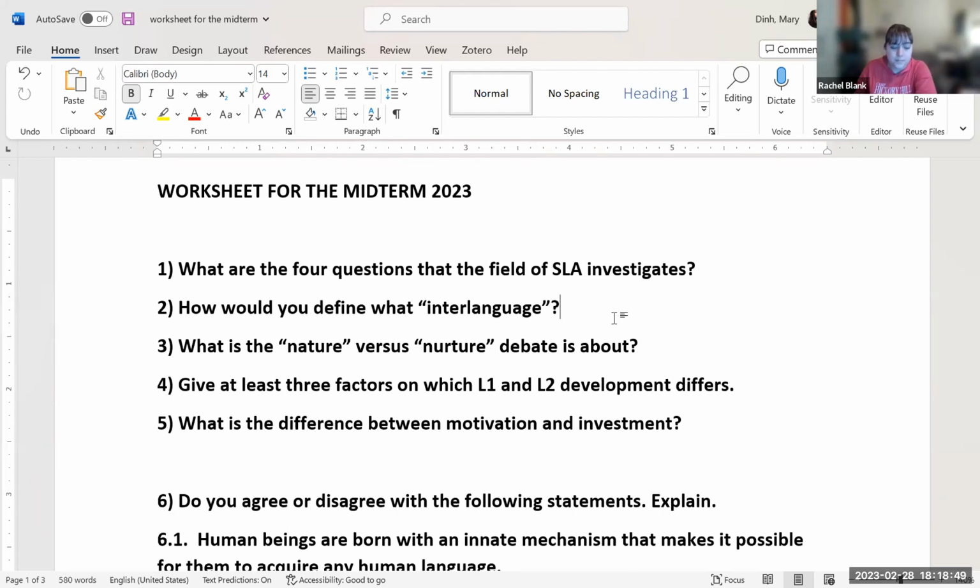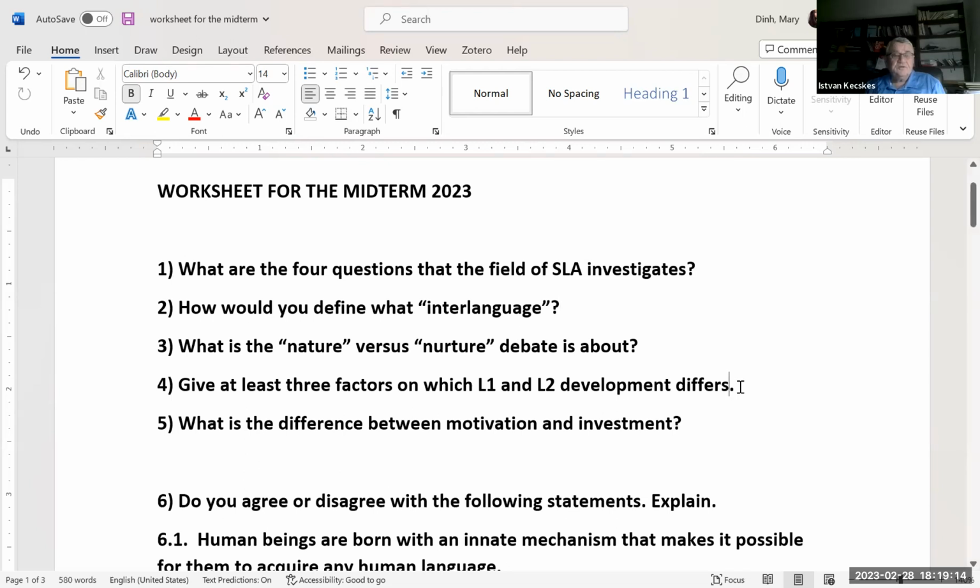Very good. Yeah, definitely. That is it. Yes. So the nature is about some innate mechanism, and nurture is that there is no innate mechanism, just input, just exposure, and that is something that develops language knowledge. Just think about the emergentism and connectivism that we just talked about in the first part of the class. Thank you. Okay, the next one.